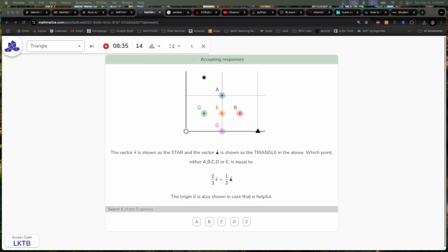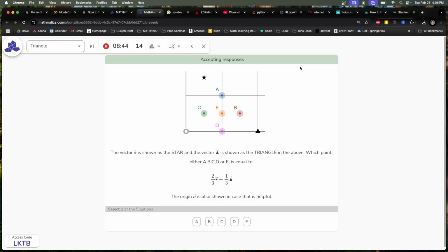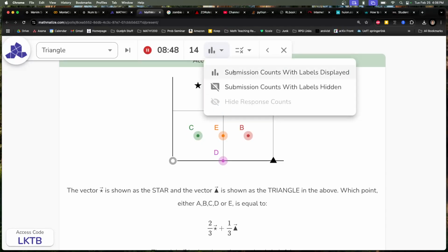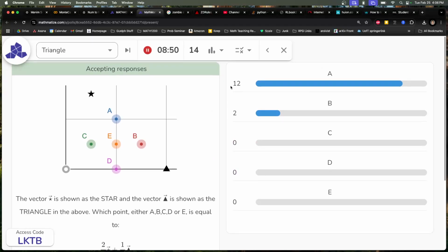All right, let's give it a go. So you have the star and the triangle, and you're trying to do a combination of the star and the triangle, and you have to figure out what does it look like. A combination of the star and the triangle. And people said, 12 people said A, 2 people said B.